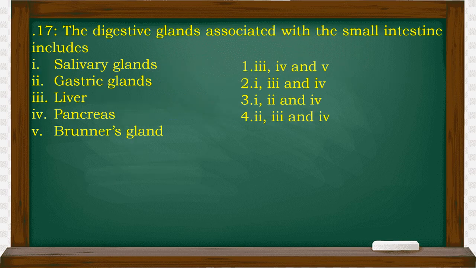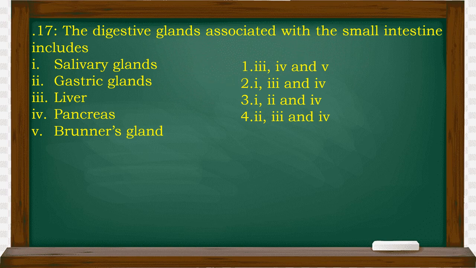Question 17. The digestive glands associated with the small intestine include. The options are salivary glands, gastric glands, liver, pancreas, and Brunner's glands. The intention of this question is about the glands that are in connection with the small intestine. These glands are not just helpful in the process of digesting the food in the stomach. Rather, they are helpful also in the process of absorption in the small intestine. Which are those glands?